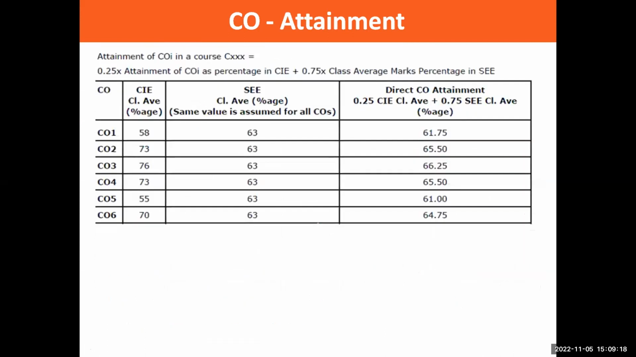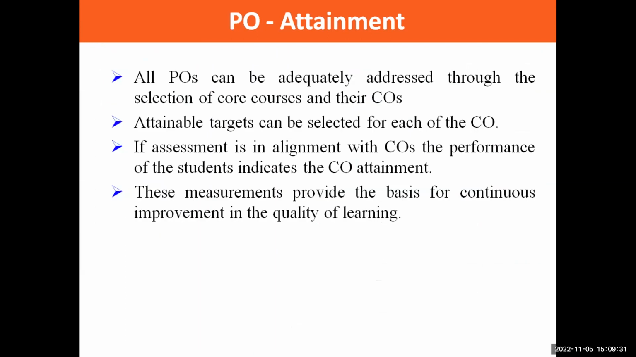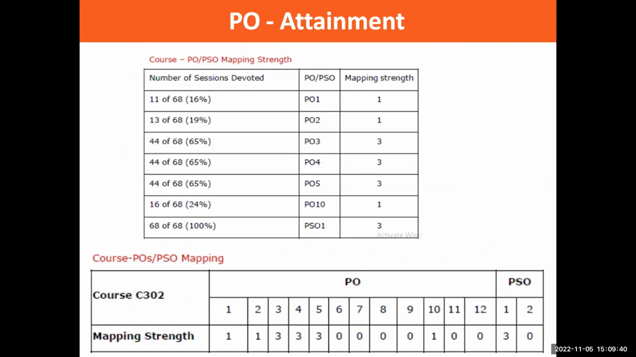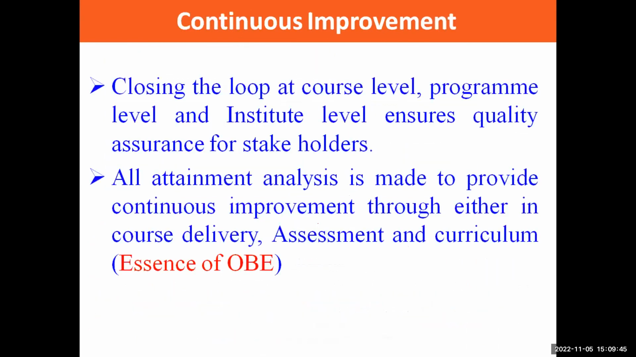These are the various processes, and now you can see that time is very limited, so with this restriction of time, I'm not going to discuss the PO attainments. PO attainment is another process which can be mapped and calculated. Some other time we'll discuss how the POs and COs can be calculated and achieved, right? And what is very important for OBE is that continuous improvement should be there. Closing the loop at the course level, program level, and institute level is very, very important.